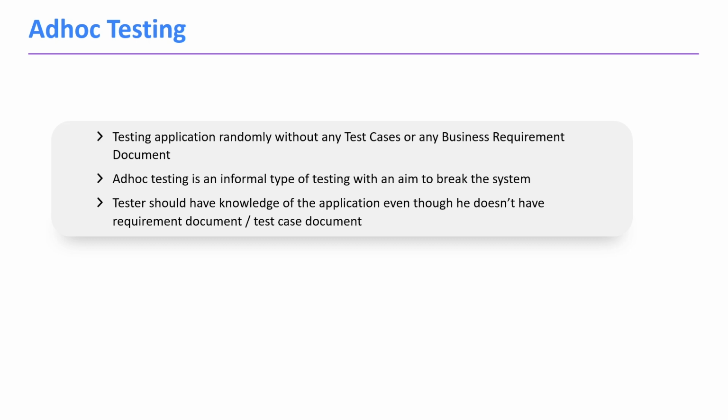Next is ad hoc testing. Ad hoc testing means testing the application without any test cases or business requirement document. This is an informal type of testing, and the aim of ad hoc testing is to break the system. To conduct ad hoc testing, testers should have knowledge of the application. Even though they don't have the requirement document or test case document, they should have past experience. They should have done testing for a related application previously. Based on that, they can conduct ad hoc testing.